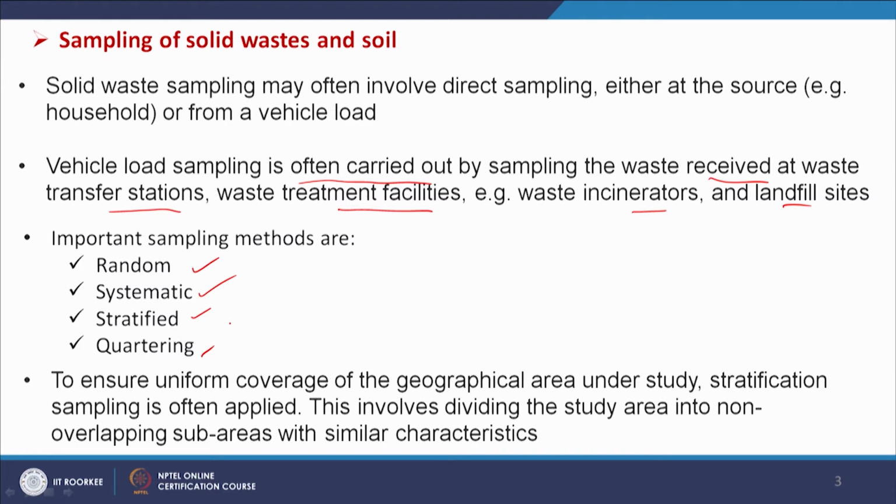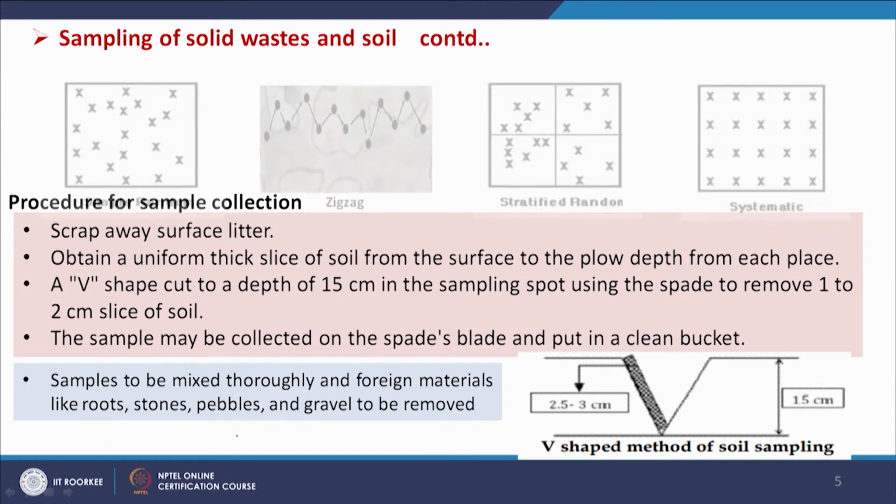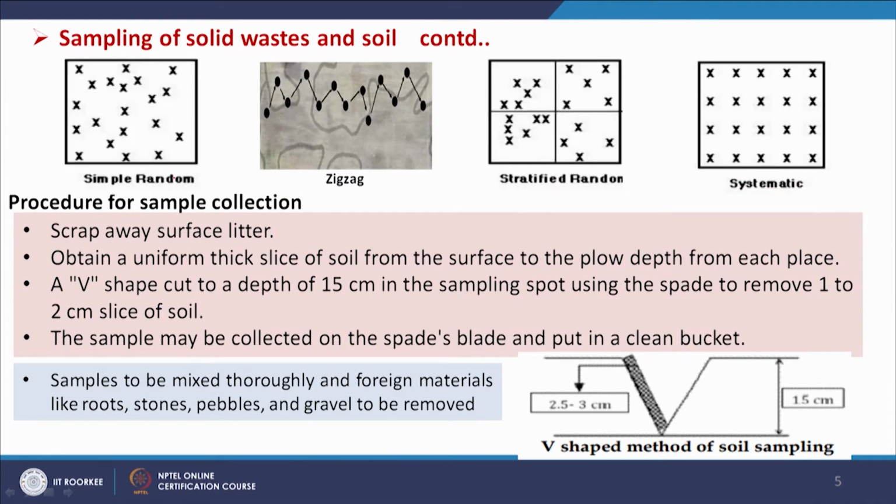To ensure uniform coverage of the geographical area under study, stratification sampling is often applied. This involves dividing the study area into non-overlapping sub areas with similar characteristics. You see, say we are going for random sampling. So, this is our collection area or study area. For any point randomly we can get the samples, and here zigzag. So, in that way we are also taking samples randomly.